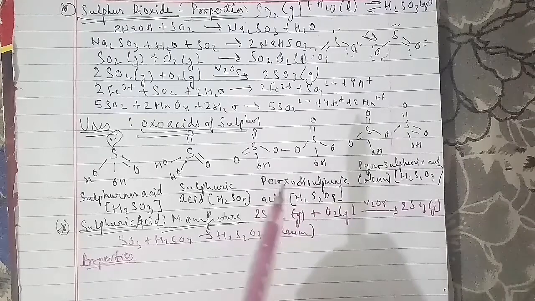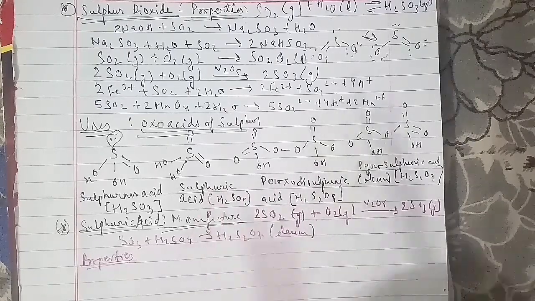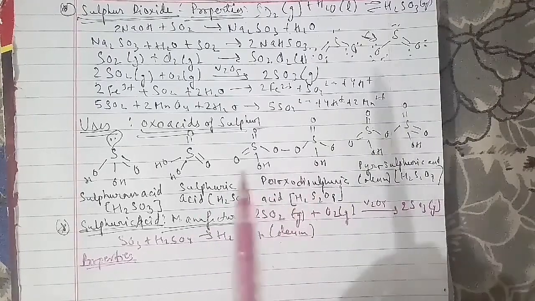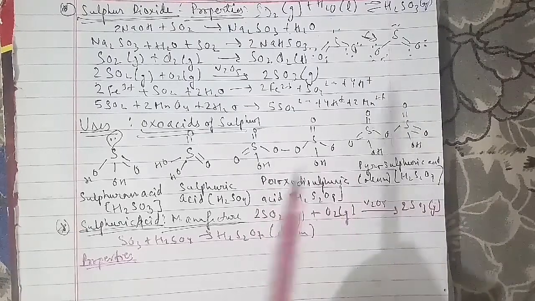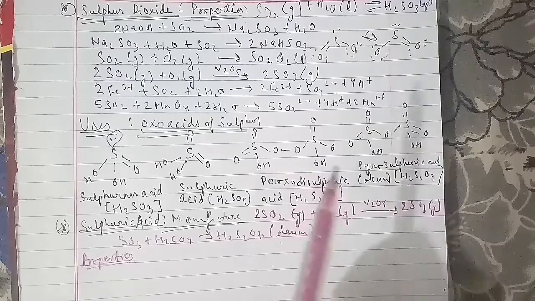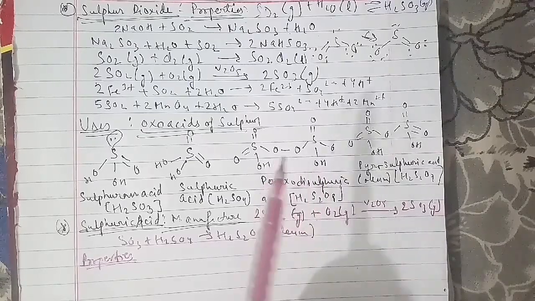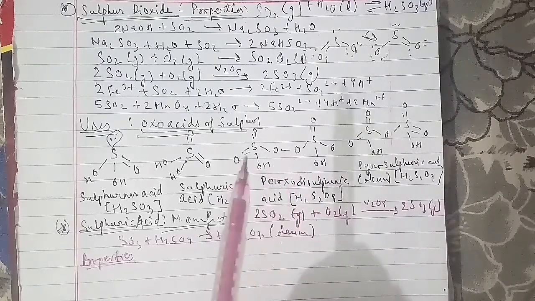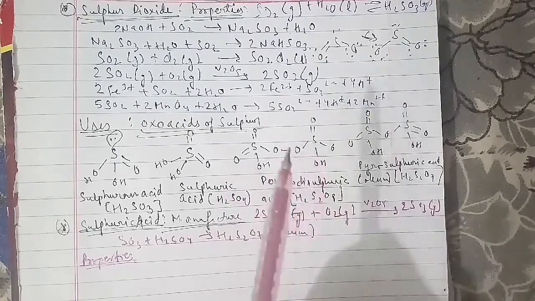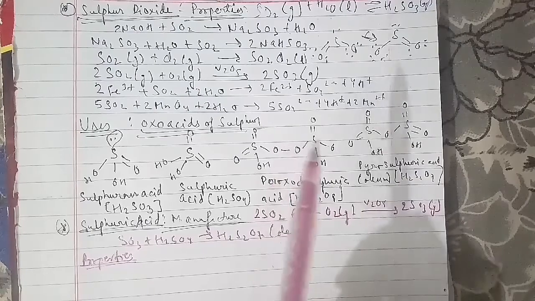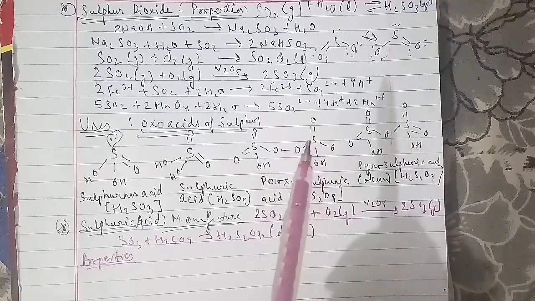The chemical reactions of sulfuric acid are the result of the following characteristics: low volatility, strong acidic character, strong affinity for water, and ability to act as an oxidizing agent. In an aqueous solution, sulfuric acid ionizes in two steps. These are the steps we have.